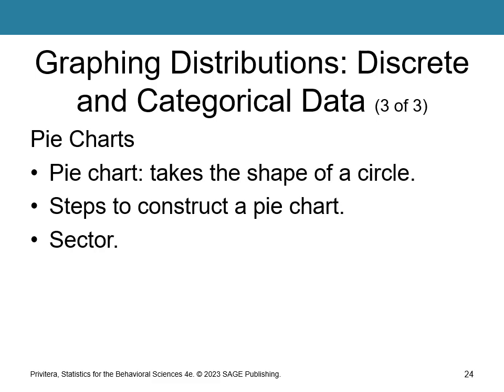The total of all angles should equal 360 degrees. A sector is the portion of a pie chart that represents the relative percentage of a particular class or category. To find the central angle for each sector, multiply each relative percentage by 3.6.